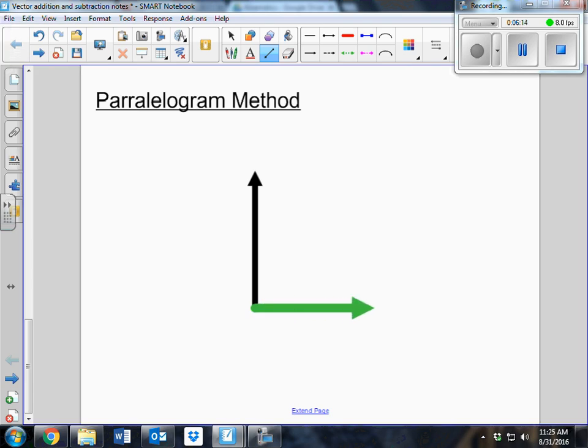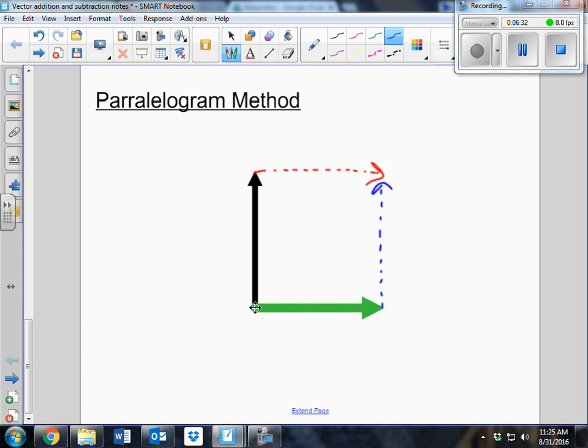And in the parallelogram method, you draw shadow arrows. So for example, this green guy right here, I would draw a dashed line right here, and this black guy right here, I would draw a dashed line right there. And then this is where I started, right here. This is where I end, so I draw an arrow from where I start to where I end.